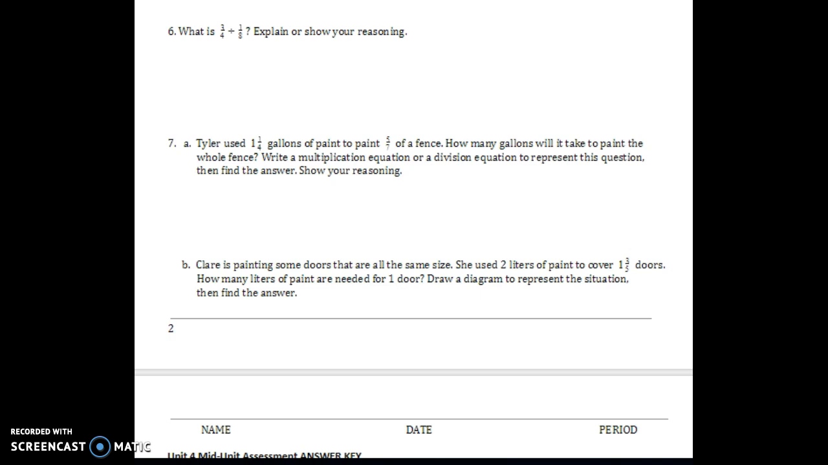Question 7b. Claire is painting some doors that are all the same size. She used 2 liters of paint to cover 1 3/5 doors. How many liters of paint are needed for 1 door? Draw a diagram to represent the situation, then find the answer.